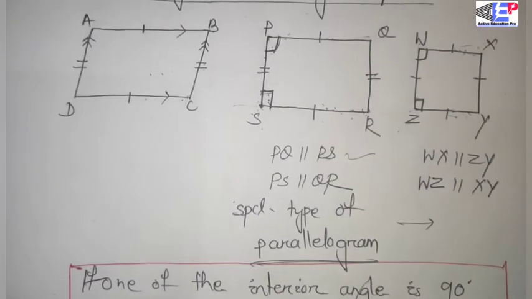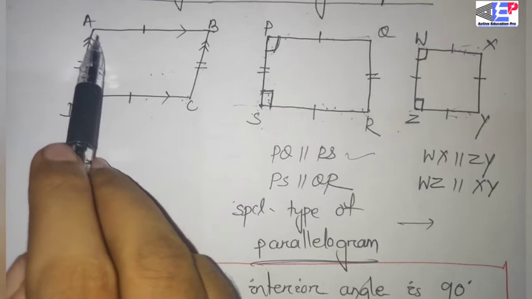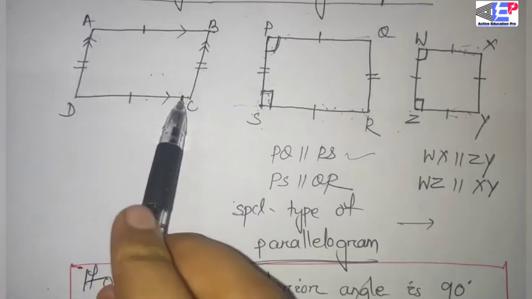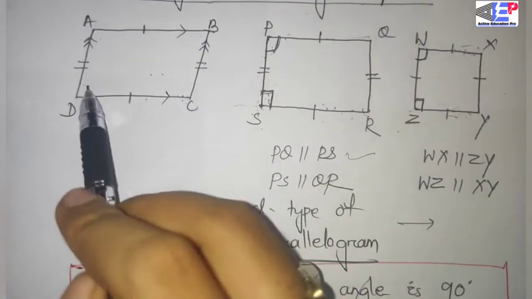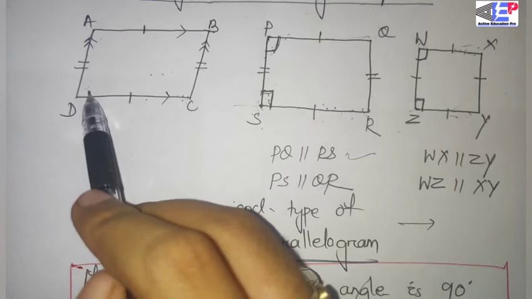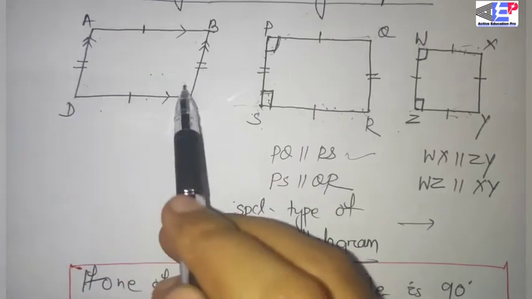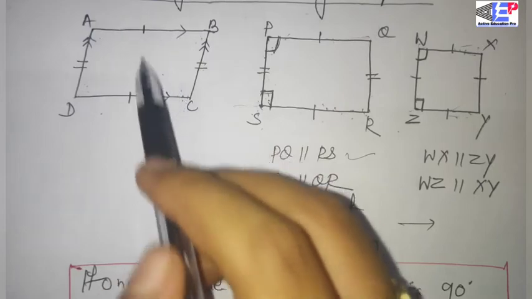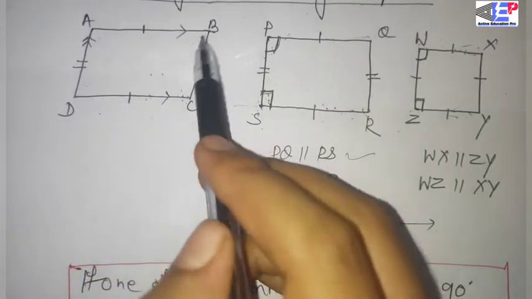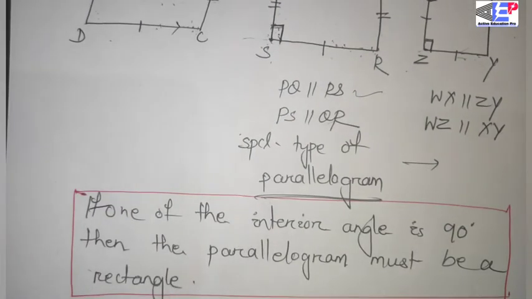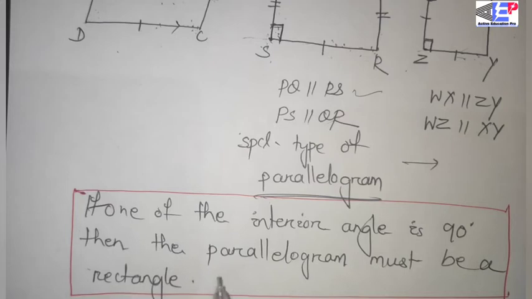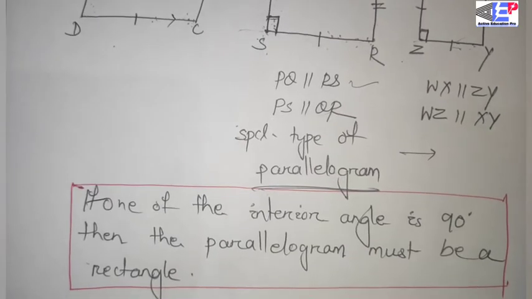How? Just see here, suppose this angle A is 90 degrees. Then C must be 90 degrees because opposite angles are the same. Similarly, B and D are the same, so each is also 90 degrees. And you know very well opposite sides are the same and each angle is 90 degrees. So yes, it is a rectangle. If in a parallelogram one of the interior angles is 90 degrees, then the remaining three angles have the same value, 90 degrees, and opposite sides are the same. So this parallelogram must be a rectangle.